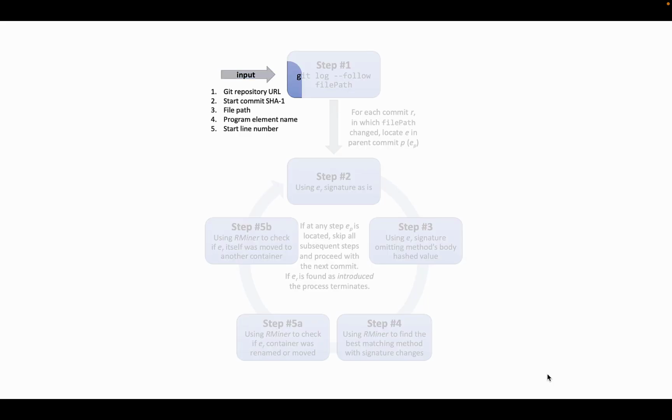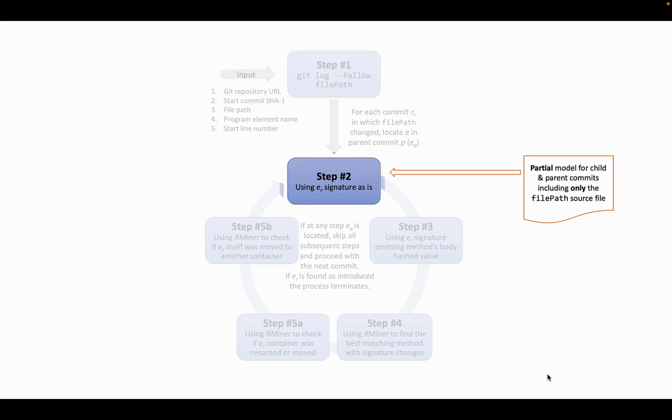The input required is a Git repository URL, the start commit ID, the file path where the program element is located, the program element name, and the start line number for the program element declaration. In the first step, we execute this git command, git log --follow, for the specified file path in order to find the subset of commits in which the file path has been changed or the file path itself has been renamed or moved. For each commit in this subset, we execute the 4 subsequent steps.